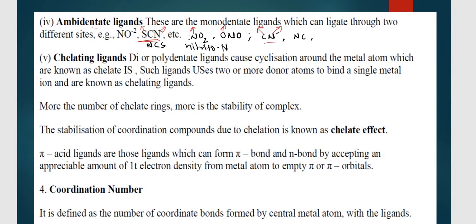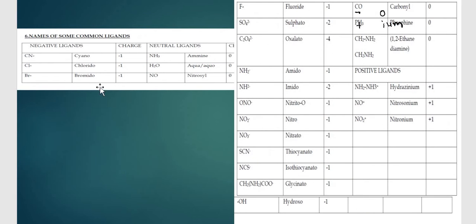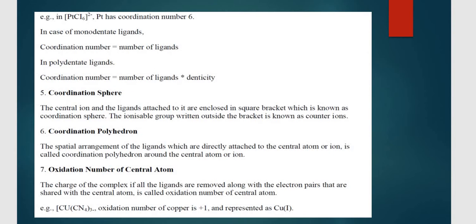Okay, then we have this table of ligands. You need to learn it thoroughly. If you observe here, you will find that the ones with a negative charge end with O: oxalato, sulfato, amido. The ones with a positive charge end with IUM: nitronium, nitrosonium, hydrazinium. And we have neutral ligands which donate through a lone pair, like aqua, that is water, ammine, that is ammonia, nitrosyl, that is NO. So you have to learn this table. These are the common ligands that we use in coordination compounds.